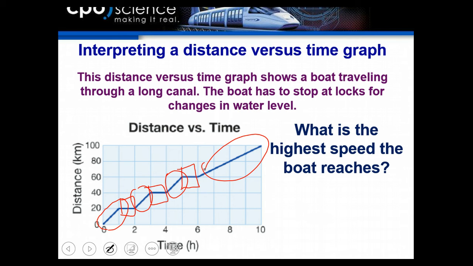Okay. So these three speeds right here are all the same, right? Because the angle of those lines are all the same. And the angle of this one's different. So the question is, which one's faster?